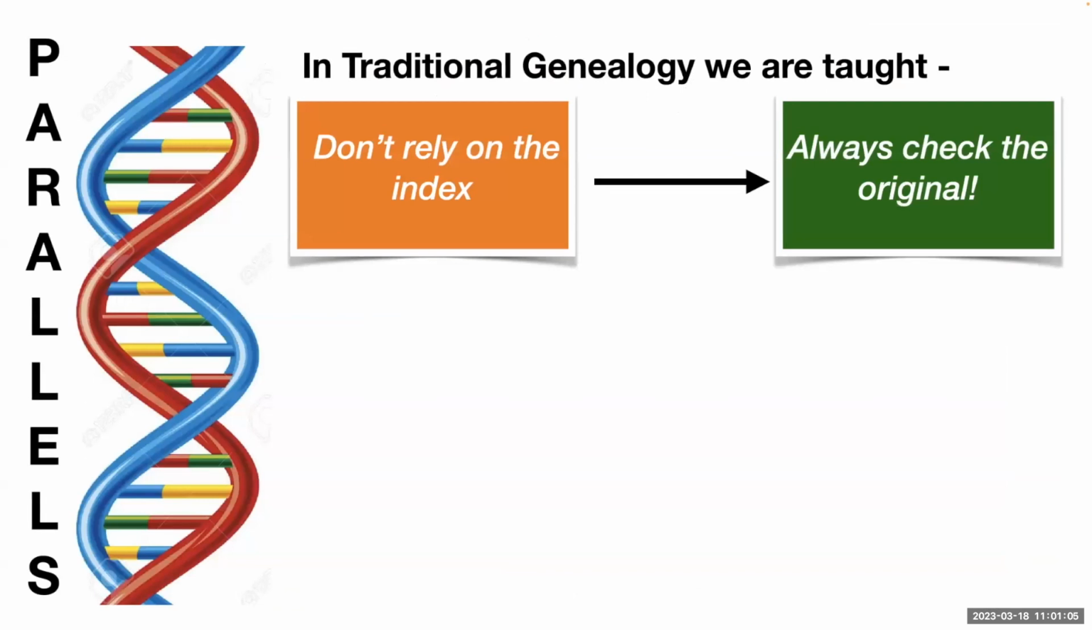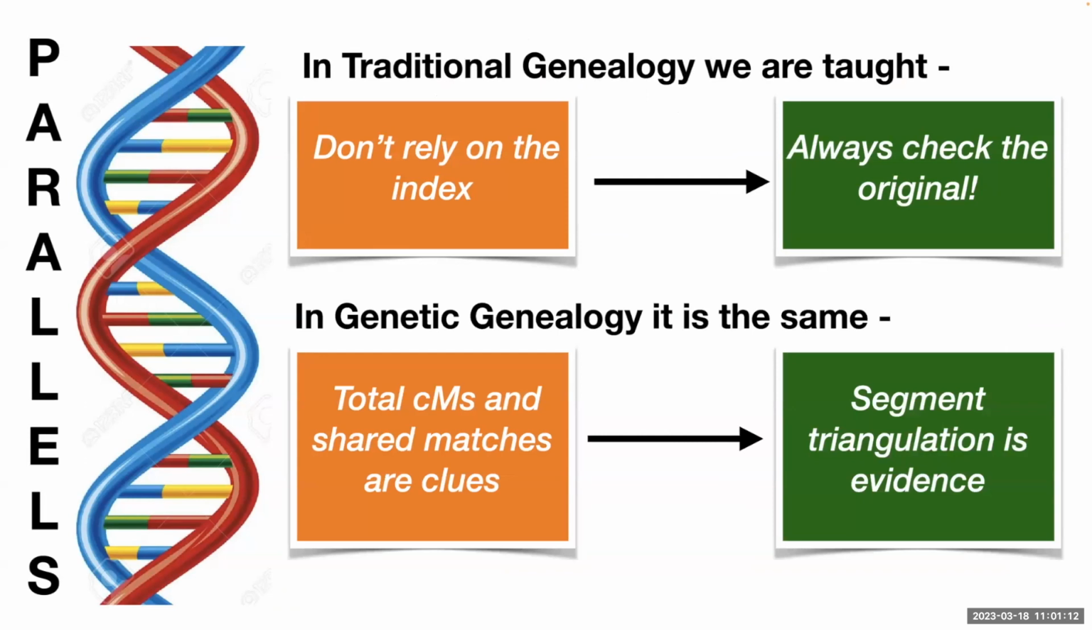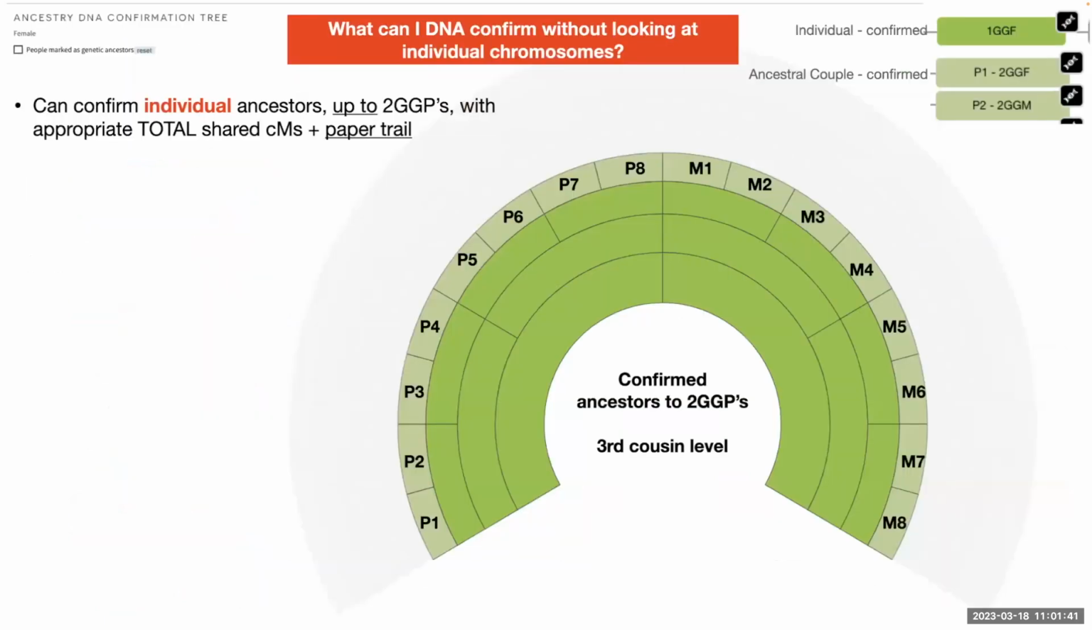when we first start out in family history, there's a few parallels. We're always told, don't rely on the index, check the original. So in genetic genealogy, it's the same. Total centimorgans and shared matches, they're clues. They give us a lot of information, and most of the time it's pretty reliable. But segment triangulation is really the gold standard, in my opinion, and is actually evidence. And to me, that's sort of like a primary record, and total centimorgans is more like a secondary source. So it's building on your evidence, but there's still margin for error.